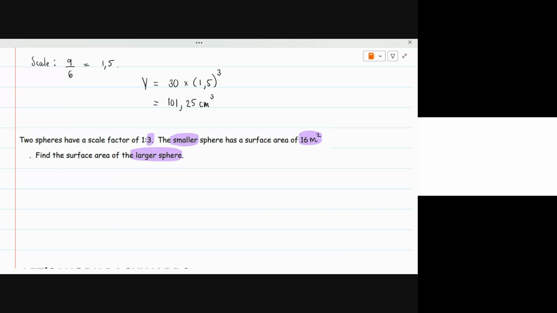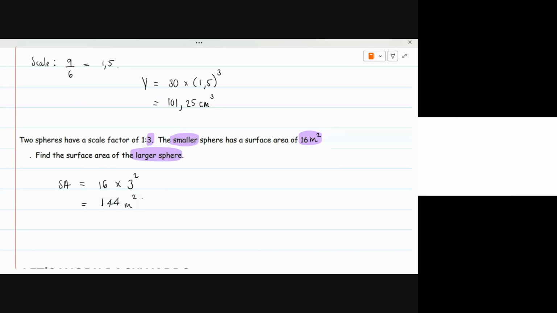Okay, anybody got an answer? This one should be quite easy. Correct, Abu, that's it. All right, we know that our scale is 1:3, so the surface area is equal to 16 multiplied by not just 3, because it's surface area, 3 squared. And the answer is indeed 144 meters squared for the larger sphere.